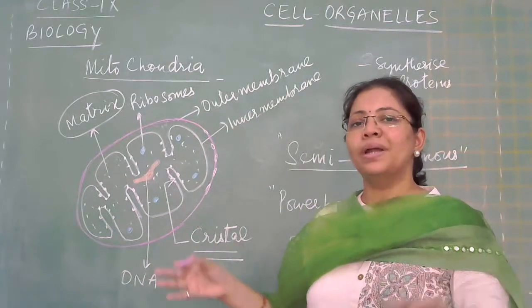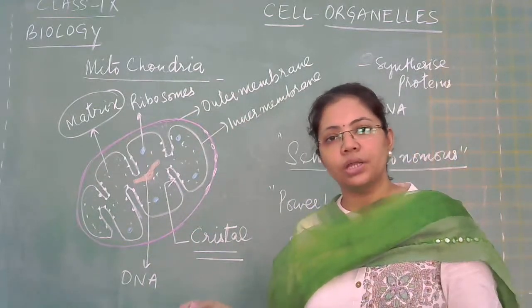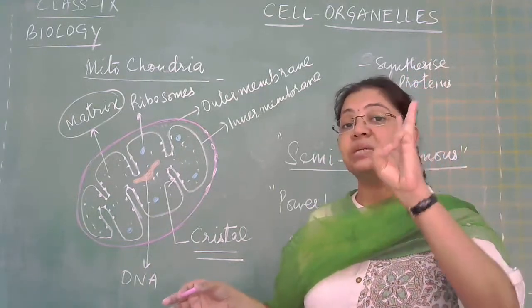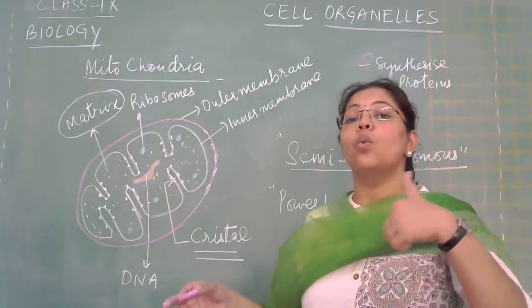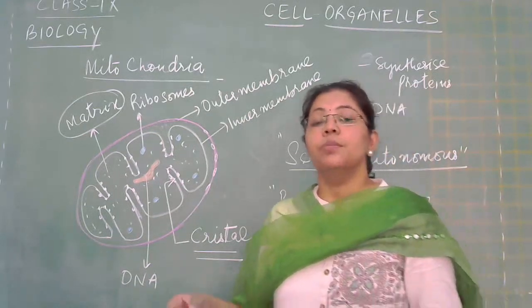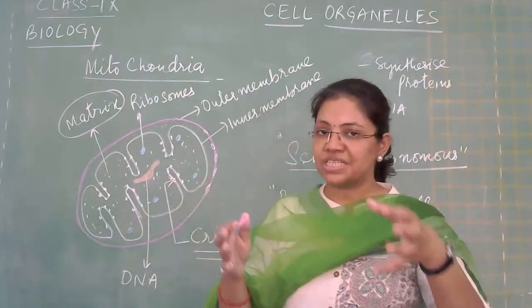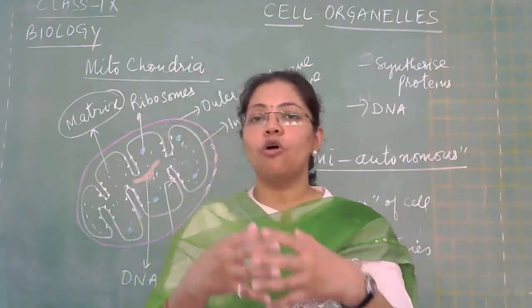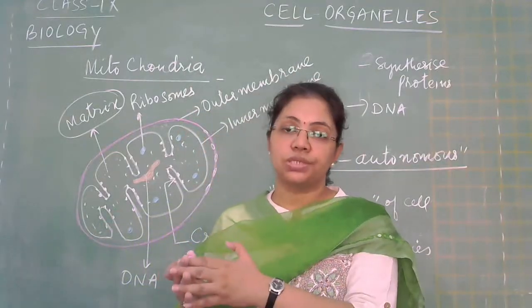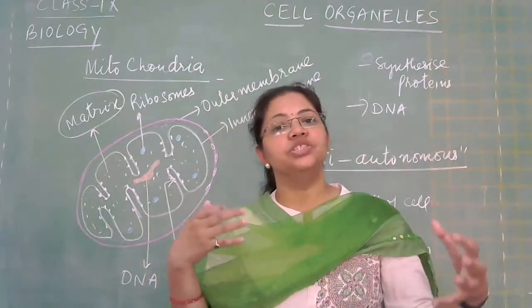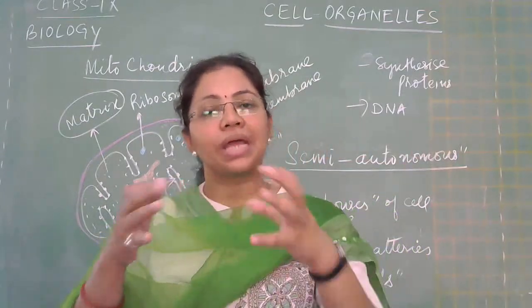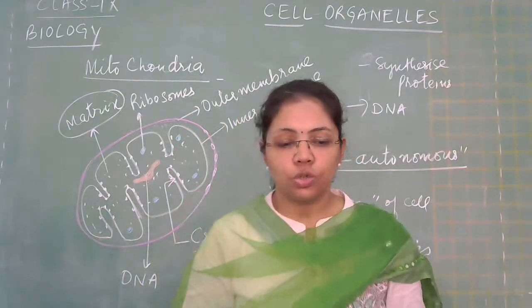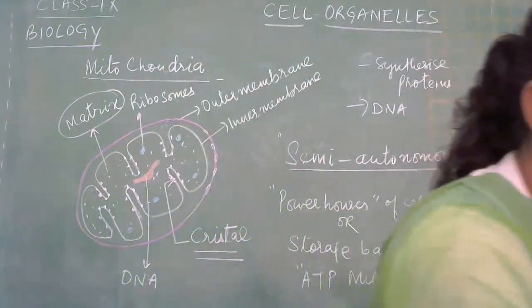So some of the common terms you should remember are semi-autonomous cell organelle and powerhouses of a cell. The third one is ATP, the full form of ATP. Why is it called the energy currency of the cell? Because in mitochondria, by the process of respiration, energy is released and it is stored in the form of ATP molecules, right? So whenever the cell needs energy, it breaks up the ATP molecules and the cell uses that energy, right? So that is about mitochondria.